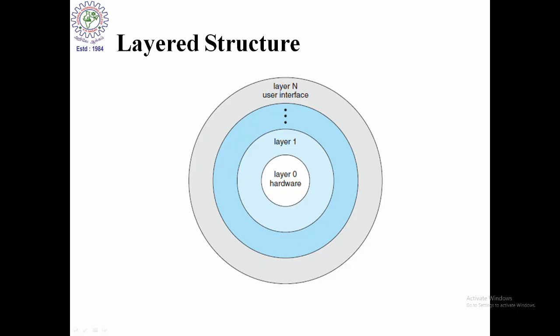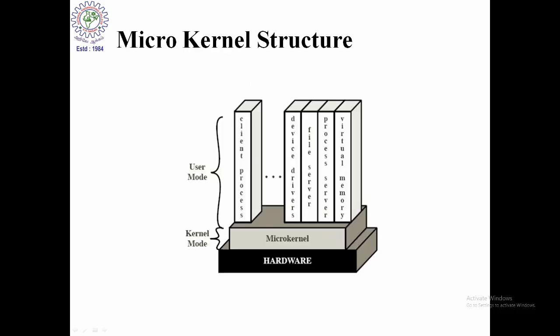Like the simple structure, the user program cannot directly access the hardware below it, because the message has to pass through all the layers to reach the hardware. So these are the advantages. But in the case of the disadvantage, that message has to pass through all the layers, so it is highly time complex. In order to overcome these cons, we go for the next structure, which is the microkernel structure.